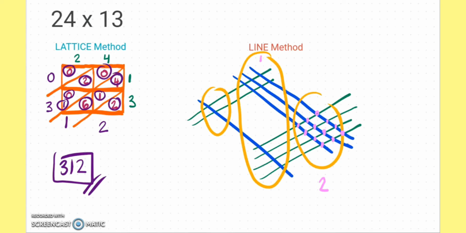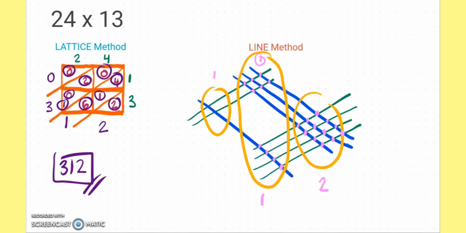The 1 is here. So here, how many intersection points? We have 1, 2, 3, 4, 5, 6, 7, 8, 9, 10 plus the 1 earlier. So there are 11. So we write here the 1's digit of 11 and the 10's digit will be here in the next group.